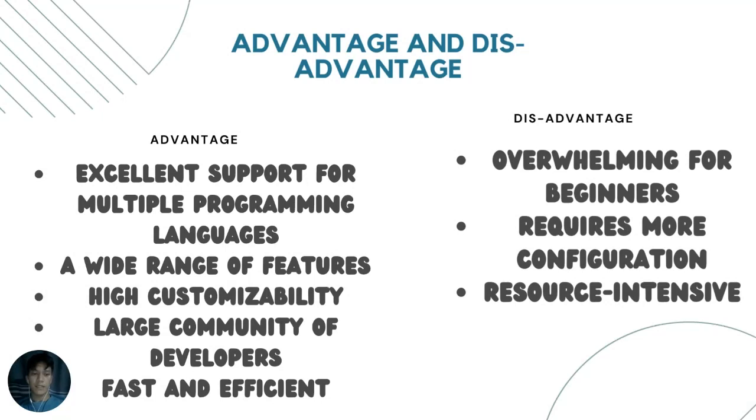The first one is excellent support for multiple programming languages. Visual Studio Code offers great support for a wide range of programming languages, including Java, Python, C++, JavaScript, and more. It includes features like syntax highlighting, code completion, and language-specific tools that make it a great choice for developers working with multiple languages. The second one is a wide range of features.